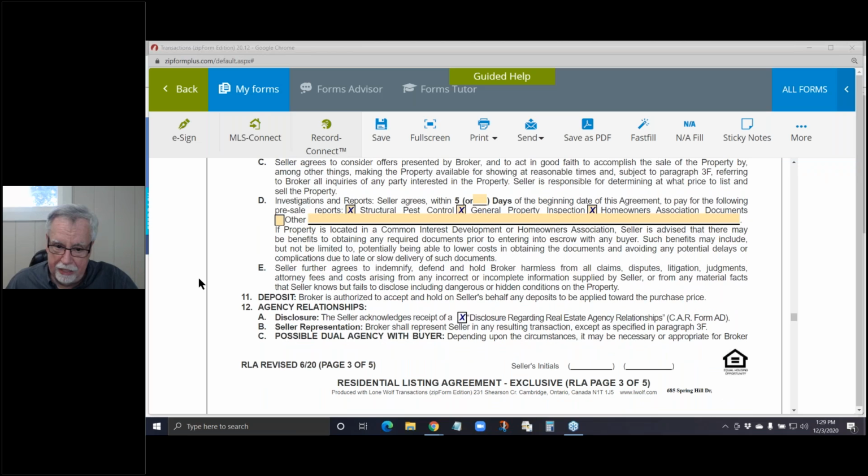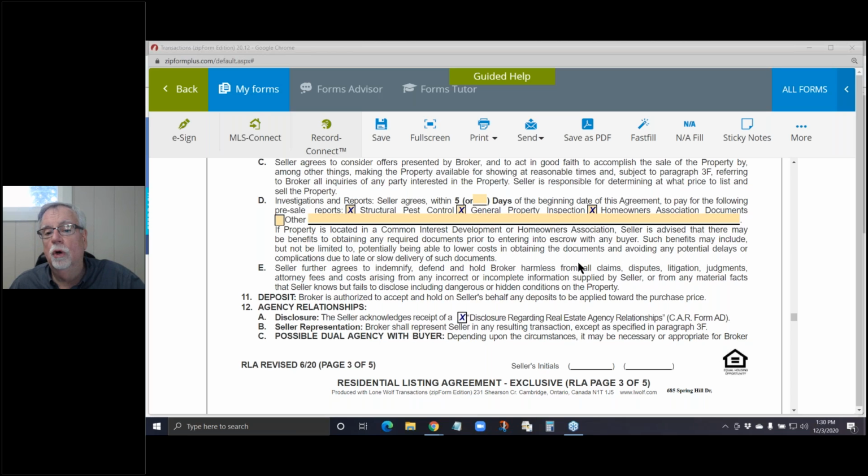Paragraph E is called the hold harmless clause. And basically it says that if the seller lies to us about the condition of the property or parts about the property, and there's a lawsuit because the seller lied to us, that the seller agrees to indemnify us.